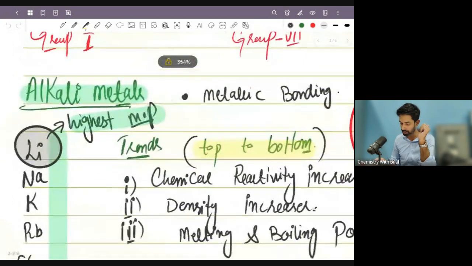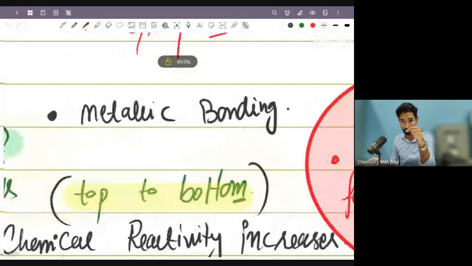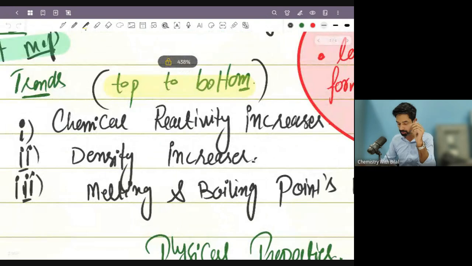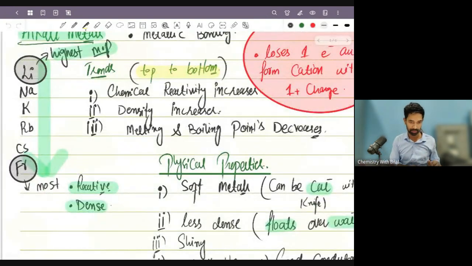Group 1 are called alkali metals. They all are metals, so they have metallic bonding, except hydrogen. The trend in group 1, top to bottom, is that the chemical reactivity increases. You can see the atoms of group 1 right on the left of your screen. All the atoms, starting with lithium to sodium, potassium, rubidium, cesium, and francium, are group 1 metals. So the reactivity increases top to bottom.